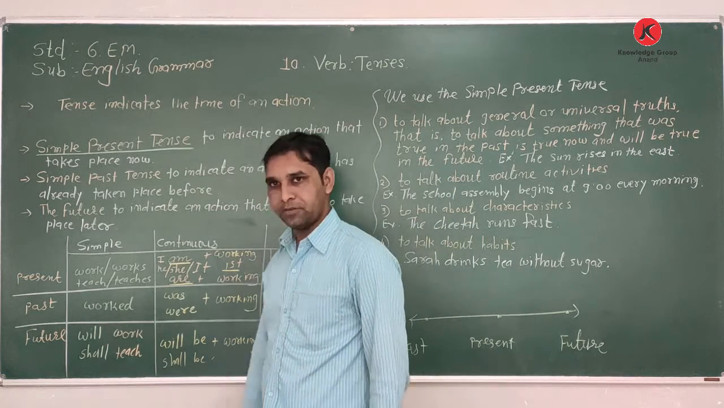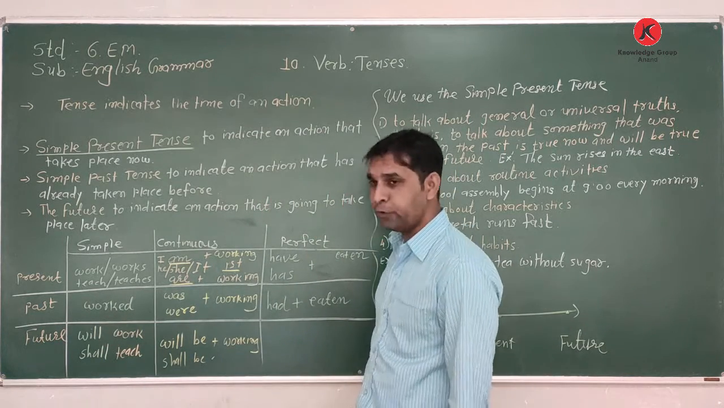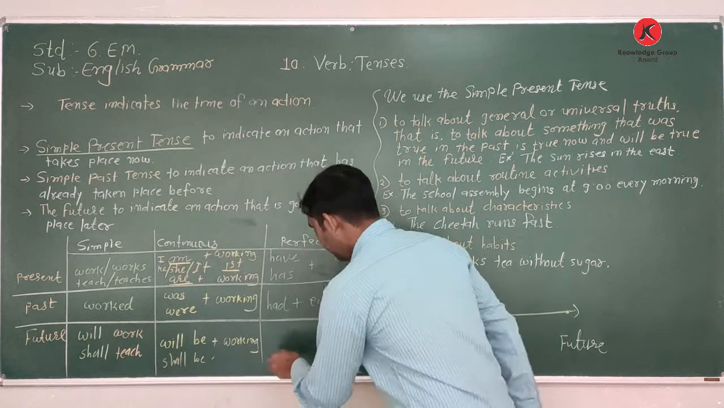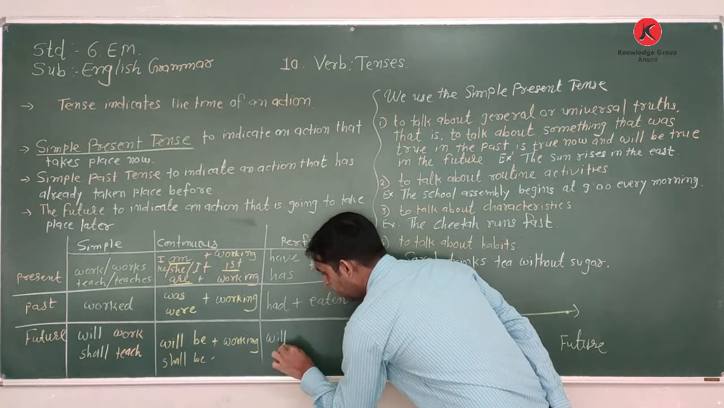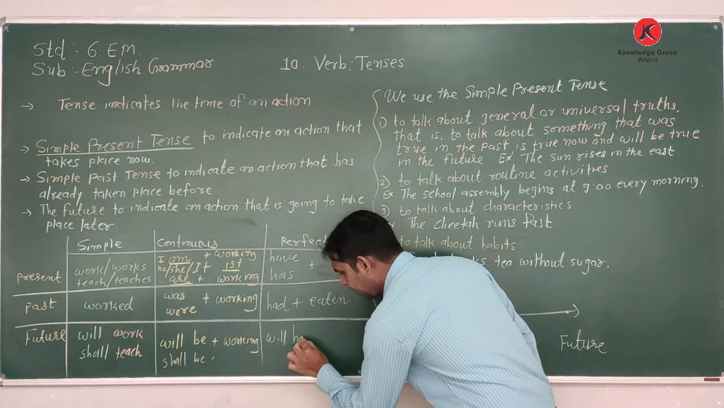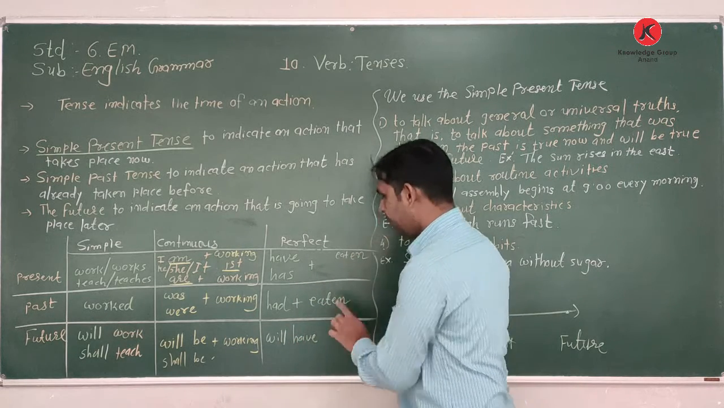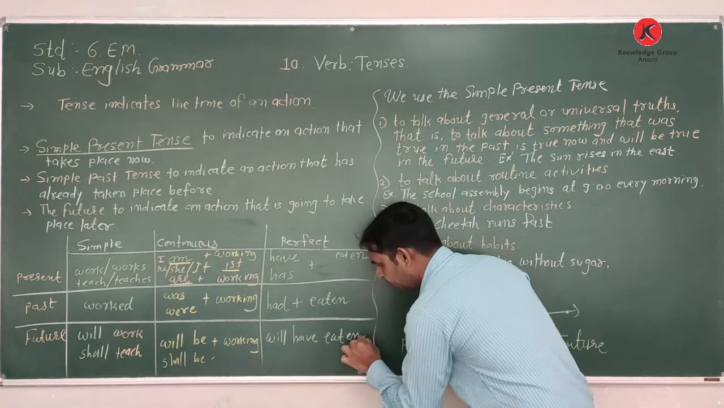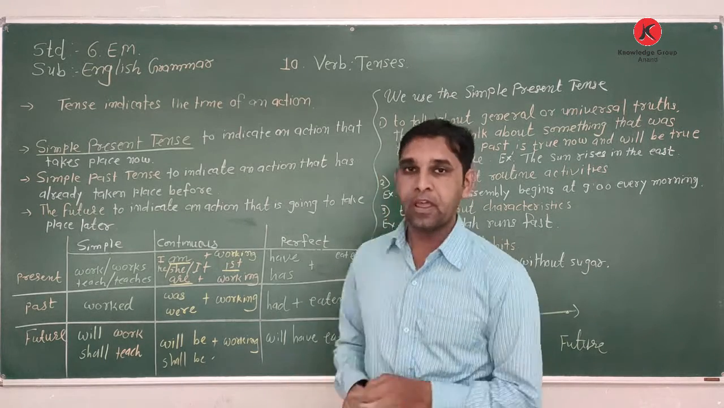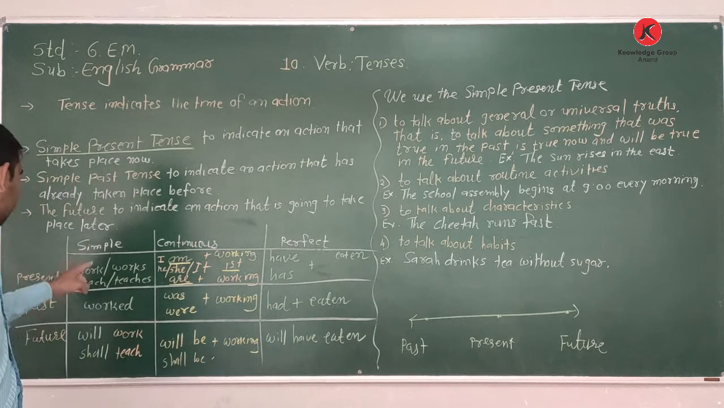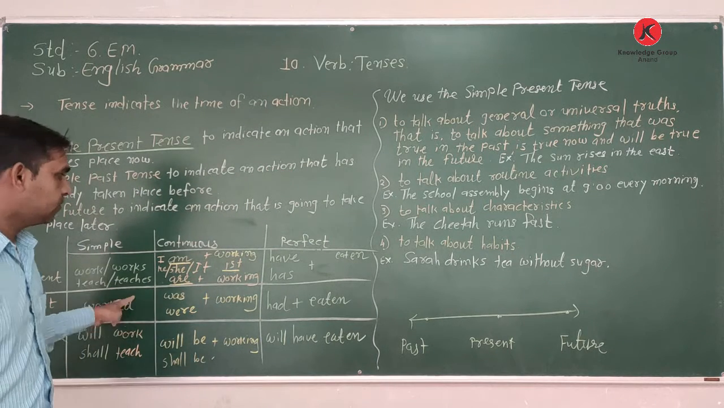Then we come to the future perfect. What do we use in the future tense? Will. And what do we use in the perfect tense? Has and have, so we use have. Then the past participle, here eaten. So, will have eaten.